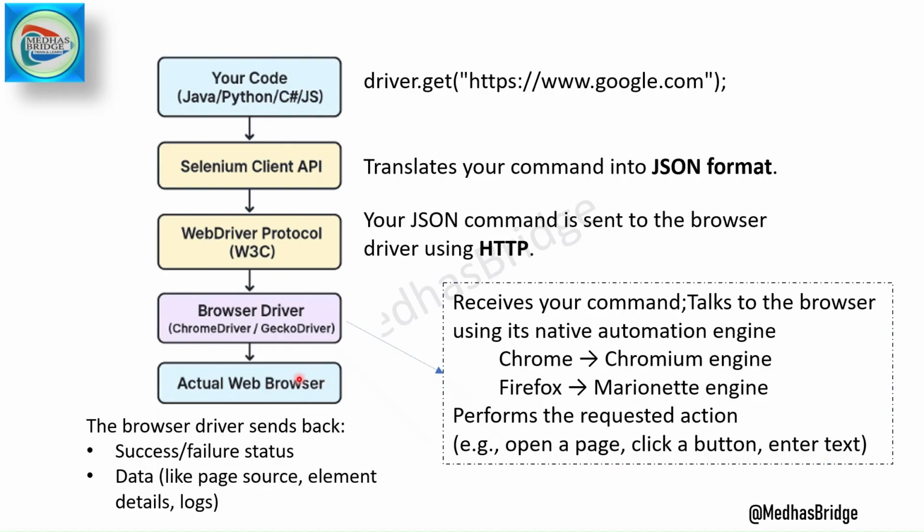Once you perform the action, then obviously you have to send back the response to your code, right? So the browser driver, a combination with the browser, sends back a success or failure status for this command. Along with it, it can also send data like page source, element details, logs, which is what you are going to display on this script. Do you understand? This is the functional view of how each layer passes its functional flow to the other layer.